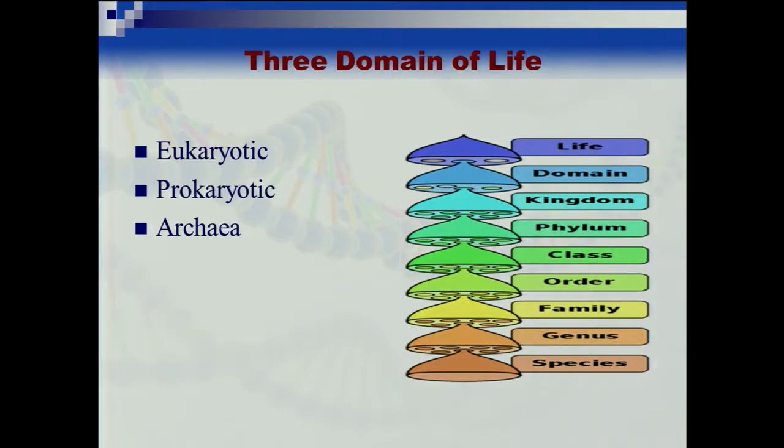We talked before about two types of cells, eukaryotic and prokaryotic. Now we have added another one, a new part which I found has been added. It is known as archaea. Do you know what archaea is? They are bacteria which have some special features. They live in extreme conditions.